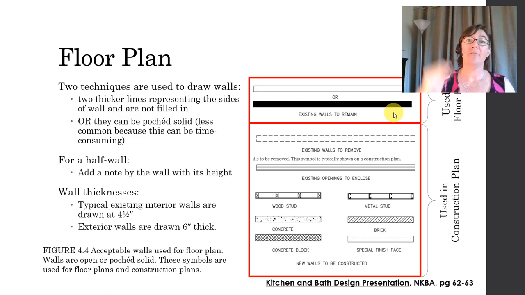When you draw a half wall or any partial height wall, make sure that you add a note next to the wall with its height. Call that out so that we know that it's a partial height wall. And finally, wall thicknesses. Typical interior wall thickness is 4.5 inches, and a fairly typical exterior wall thickness is 6 inches.